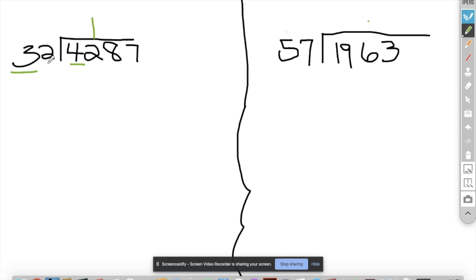But since my number is 32 and this is 42, I have to start and put my digit above the 2, which is in the hundreds place value. So I'm just going to erase this part here. I'm going to put my 32 here and do my subtraction. 2 minus 2 is 0. 4 minus 3 is 1. Next part is I need to bring down my 8.